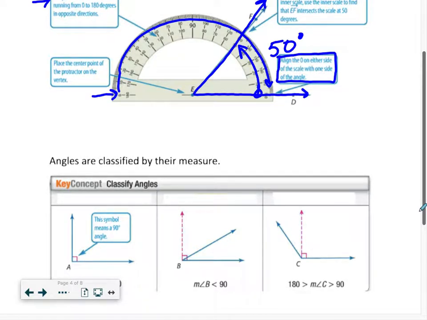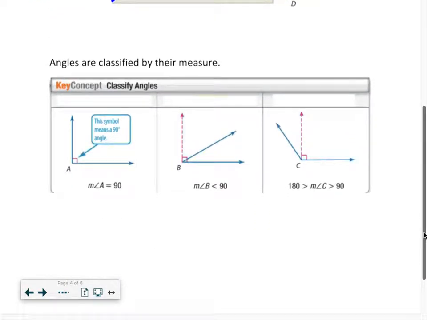Right, angles are classified by their measure. Okay, so there are 3 different classifications here. If an angle is equal to 90 degrees, we use this little box in the corner of it to signify that. And we call those right angles. So this would be a right angle. It's equal to 90 degrees. Okay. If our angle is less than 90 degrees, we call that an acute angle.